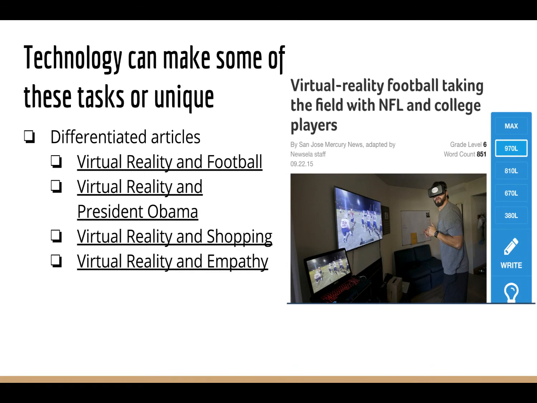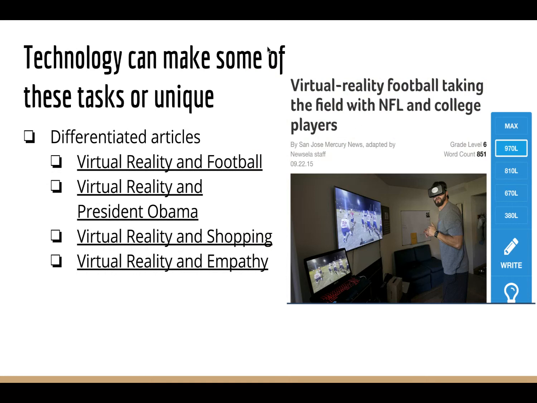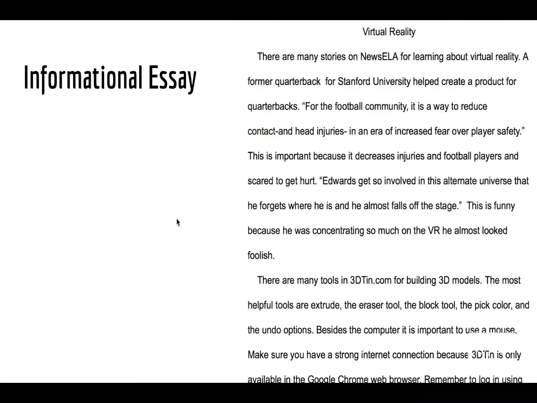And then after learning about what virtual reality is, being able to describe what virtual reality is, we actually went and started learning how to create 3D models because we were going to make our own virtual reality experiences. So as we learned how to make the 3D models, we started making this tree map here, talking about the different components you needed in order to build a 3D model. This ended up being one paragraph in our essay on creating virtual reality. This ended up being a second paragraph on creating virtual reality.